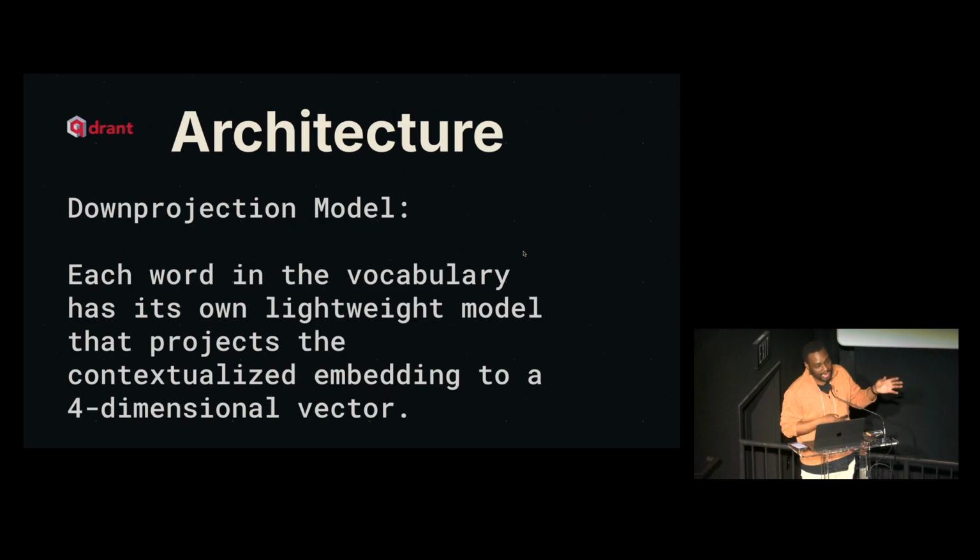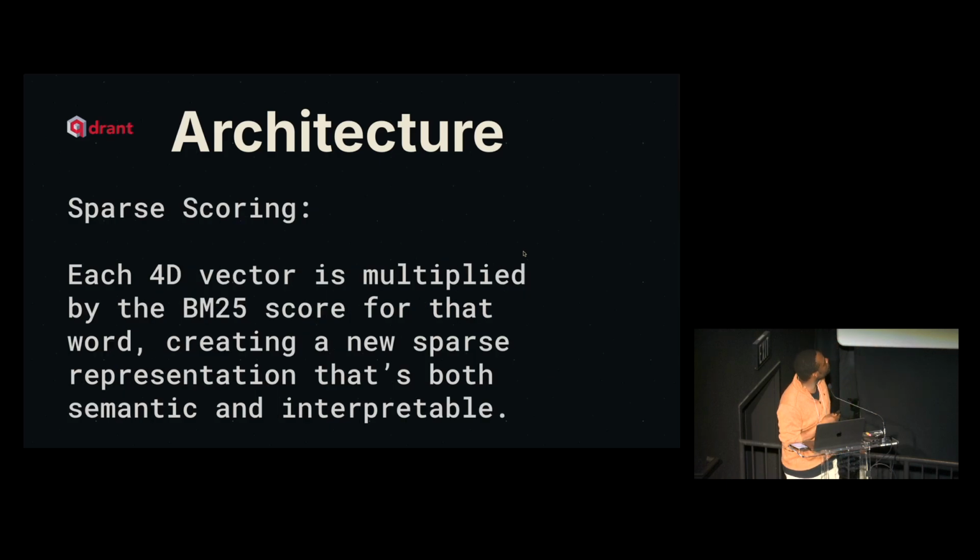And then the down projection model, once again, we're going to take each word in the vocabulary, give it its own model, and project it down to 4 dimensions. And then if for some reason that word isn't in our model, we're just going to fall back to that first cell, which is just going to be the BM25 values.